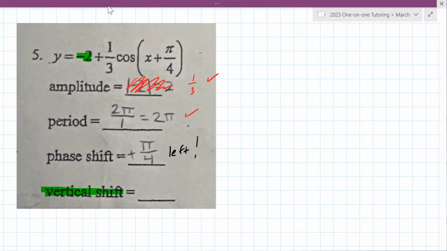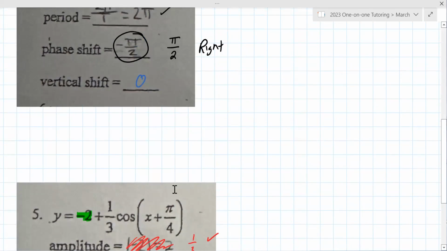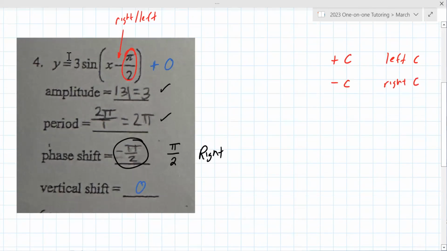But here's the thing. It's kind of like the phase shift. You have to say 2 down or 2 up. You can't just say it's -2. So how come on number 4, the vertical shift wouldn't be 3? In number 4, the amplitude is 3, but all that does is it stretches it.